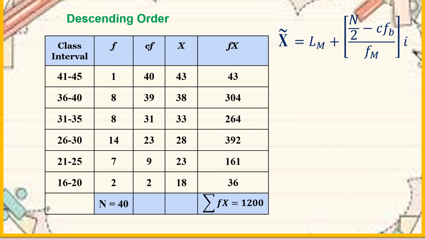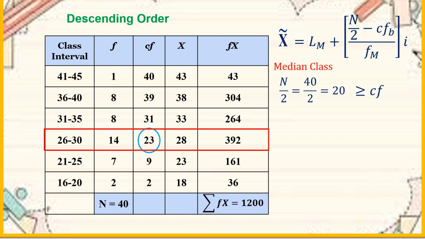Using the same formula for the median, let us first determine the median class. To determine the median class, we have n over 2, which is equal to 40 divided by 2, which is equal to 20. And what is the first number greater than or equal to 20 under CF? Very good, it's 23. So therefore, this is our median class. Then we are going to determine the lower limit of the median class. To do it, we subtract 26 minus 0.5, so it would be equal to 25.5.